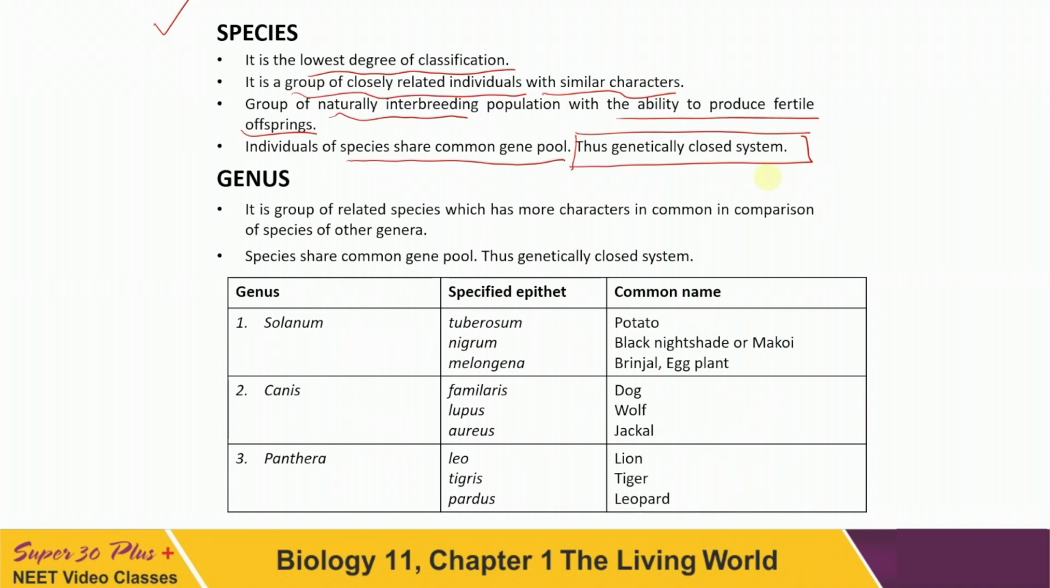Now you see, again we have to repeat a little bit here. Genus is a group of related species, as I told you in that chart also, with more characters in common as compared to species of other genera. Species share a common gene pool and form a genetically closed system, the same thing here. Now see the example narrated in the NCERT book. This is genus Solanum, having 3 species: tuberosum, nigrum, and melongena. Solanum tuberosum is potato, Solanum nigrum is makoi or black nightshade, and Solanum melongena is brinjal or eggplant.